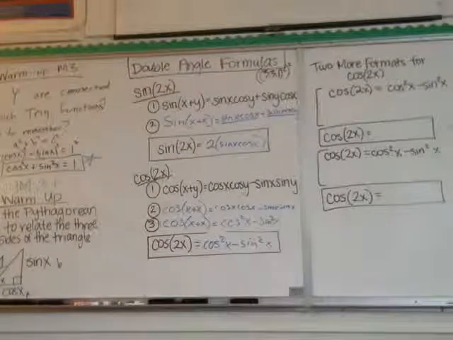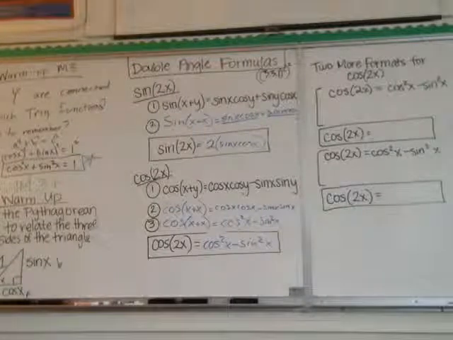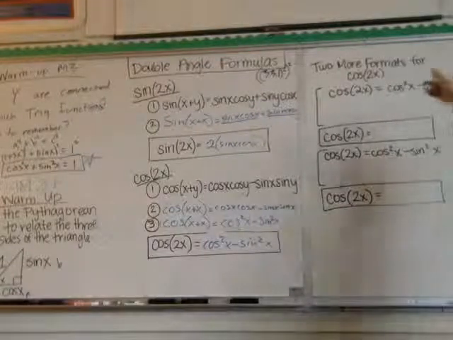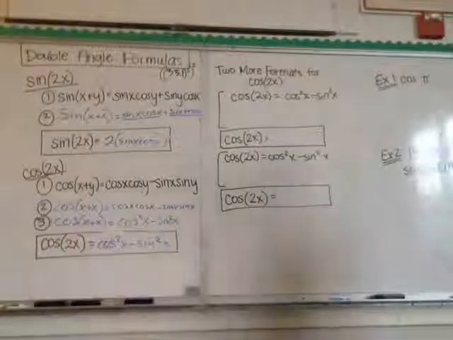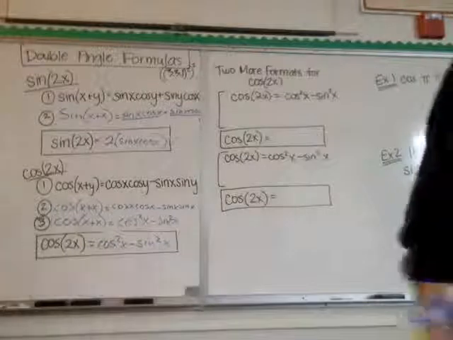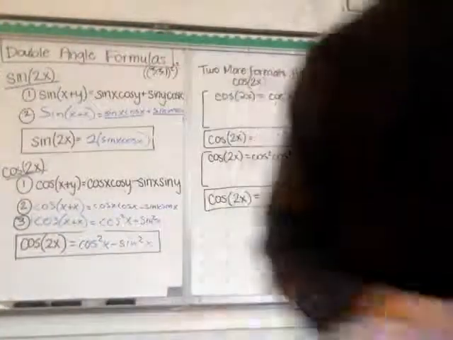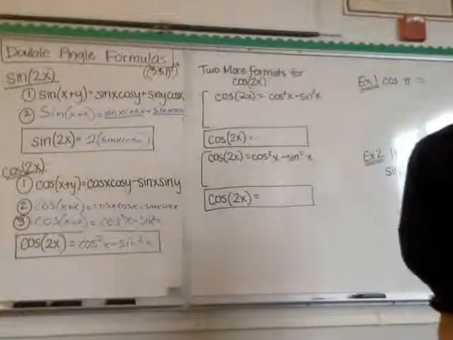All right, let's see. We have two additional formulas for cosine of 2x. I'll take the question first. So for the last one, can we factor x out and then just have cosine squared minus sine squared and then in parentheses x?